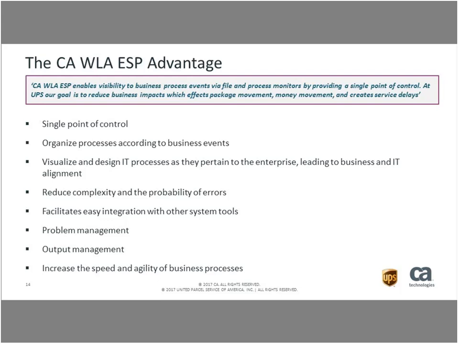And that's the ESP advantage. It gives that single point of control, right? Where we can monitor, we can alert, we can notify from a single point. We can organize processes based on business events. Sounds like Agile to me. Visualize and design IT processes.